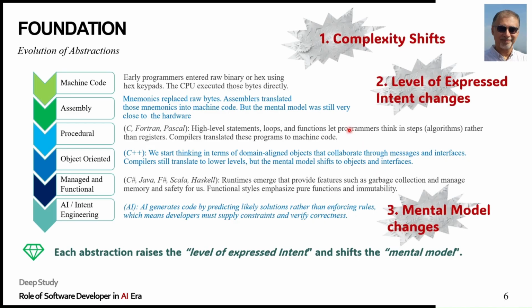Across all these steps, three things happen. Complexity does not disappear, it shifts. The complexity of registers, stack frames, memory management still exists, but the compilers and runtime handle it, and we trust them to do so. The level of expressed intent rises. We express more of what we want and less of how that thing should happen. Our mental models change. We think differently because the abstraction foregrounds some concerns and backgrounds others.